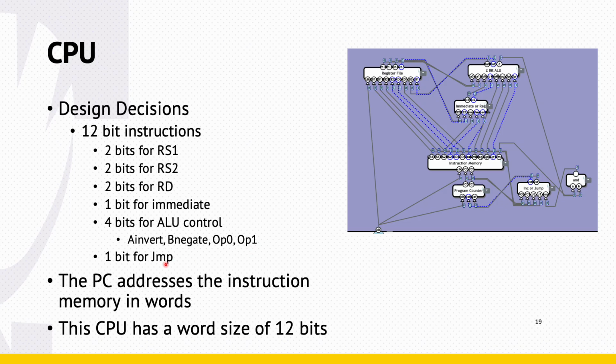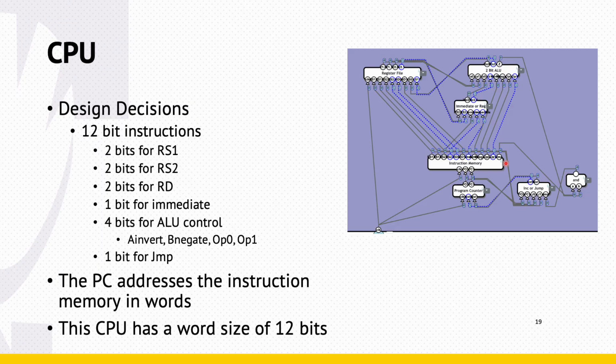And we have 1 jump bit. And this bit essentially allows us to convert our subtract into a branch if equals, right? So if the jump bit is not set, then when we do a subtract operation, we are just subtracting 2 numbers. On the other hand, if the jump bit is set and the result is 0, then we are actually doing a branch if equals. And then the other thing to know is that the program counter is actually telling our instruction memory which word it wants it to select.